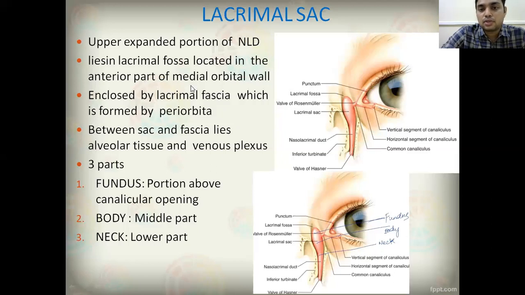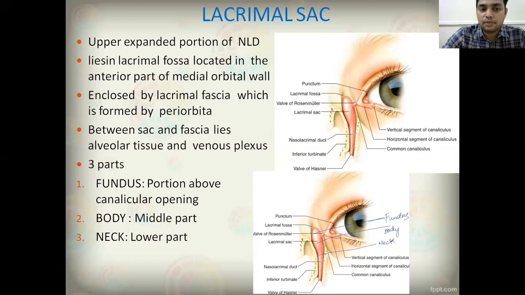It lies in a fossa called the lacrimal fossa. Don't confuse it with the fossa of the lacrimal gland, where the lacrimal gland is positioned, whereas in the lacrimal fossa, the lacrimal sac is present. The lacrimal sac lies in the lacrimal fossa, located in the anterior part of the medial orbital wall.